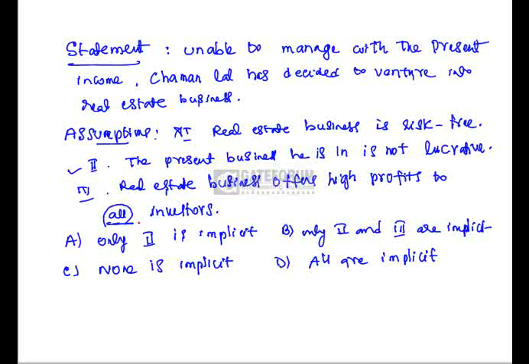If it is mentioned relatively or few or some, many, majority, if such safe words are used, then it would have been definitely an implicit one. But the examiner used the word all, this makes it unsuitable to assume. Therefore, we can only say that the second statement alone is implicit. Therefore, the best option here is A.